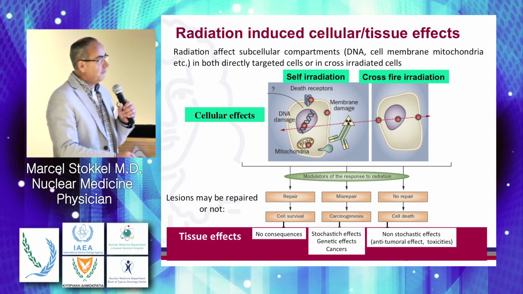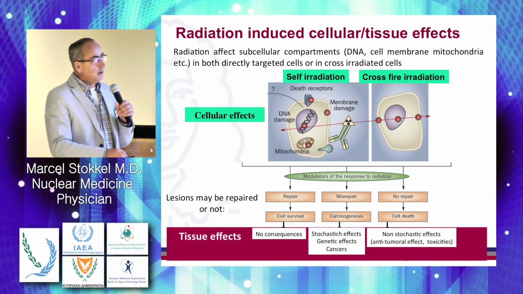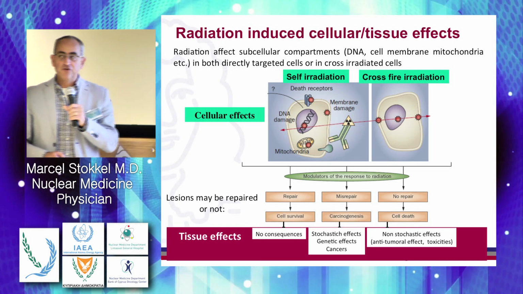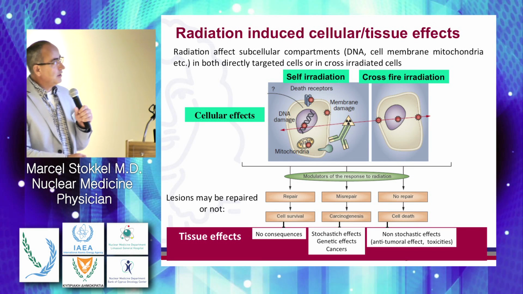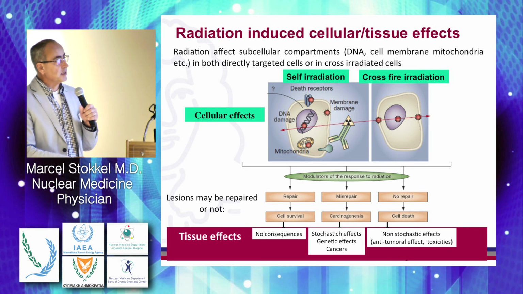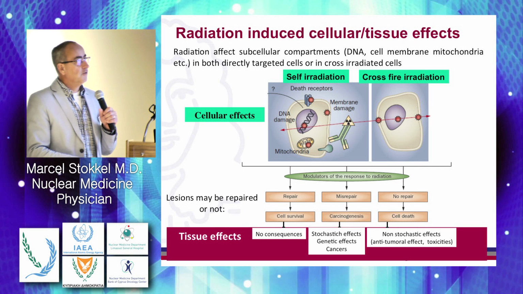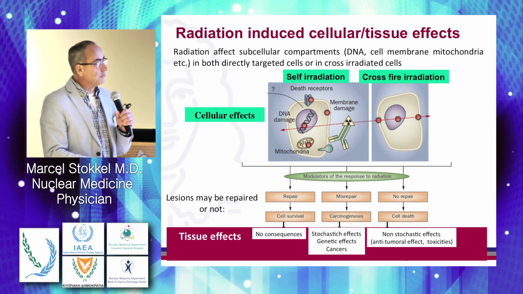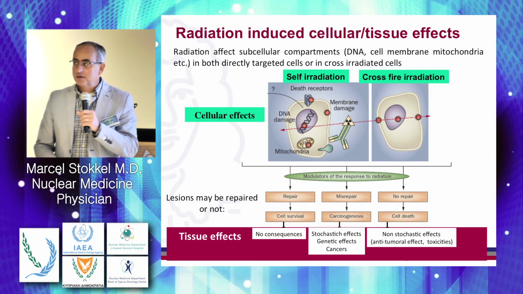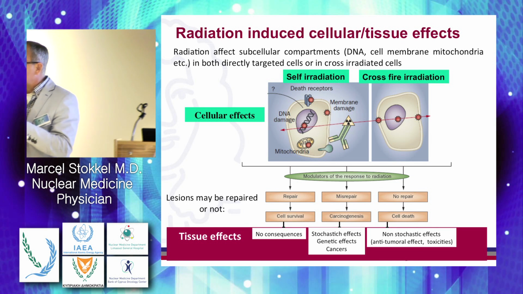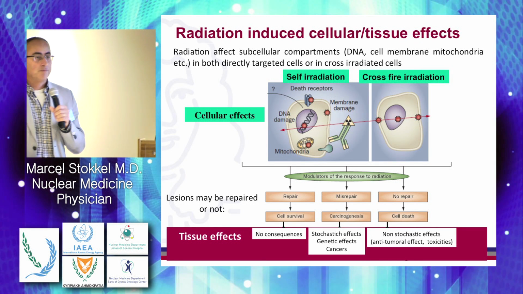Another issue, of course, is when you treat a patient with radioactivity, you're not only dealing with the self-irradiation of the cell, but also by the cross-fire irradiation. And that means that the radiation also may cause damage to neighboring cells. And it can be either malignant, but it can also be a benign cell.